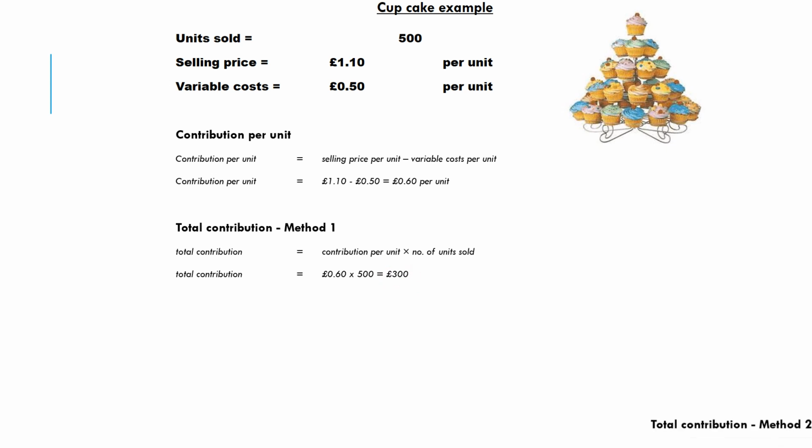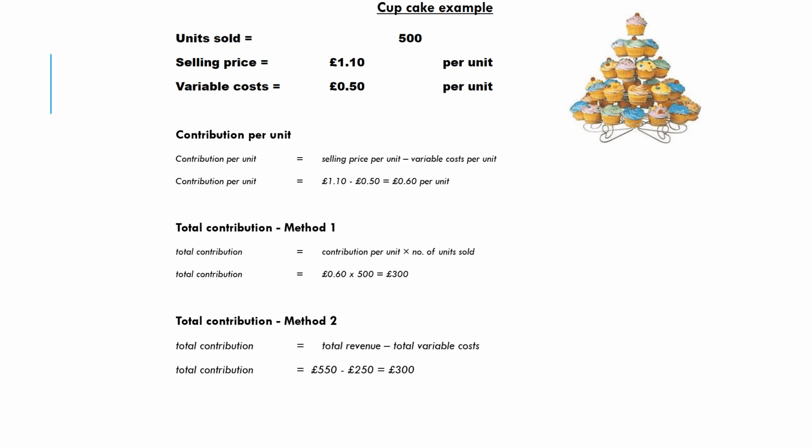We can cross-check this. We can look at method 2, total revenue minus variable costs. Total revenue we learnt is price times quantity, so £1.10 times 500 gives us £550. Subtract the total variable costs, 50 pence variable cost per unit, multiplied by 500 units of cupcakes, £250. 550 minus 250 gives us £300. The answer is the same. We would expect that. These are two methods to get to the same answer, and we can use whichever one we think is the best approach.